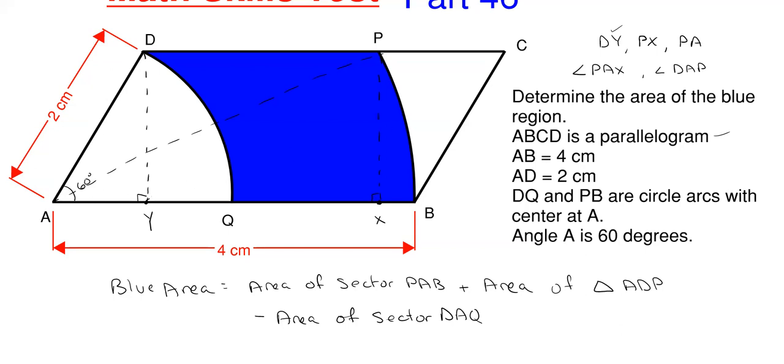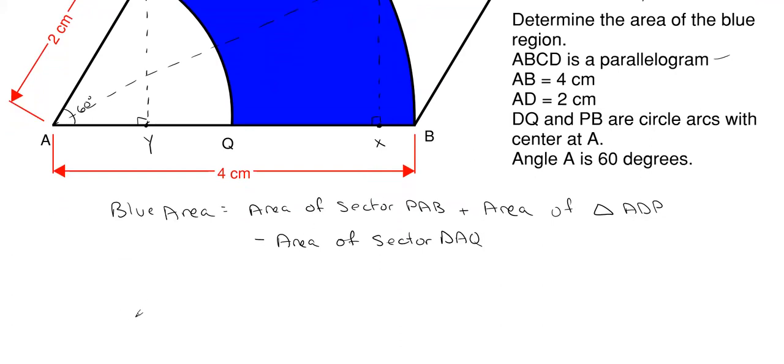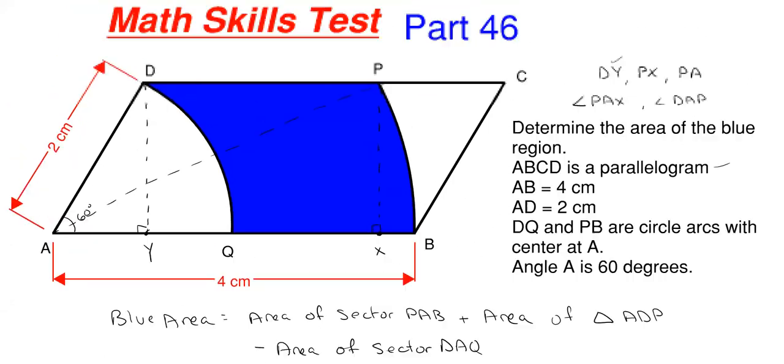So what I can do is use my right triangle with the sine of 60 degrees in order to get that side DY. DY is essentially just 2 centimeters, because that's my hypotenuse, times the sine of 60 degrees, and that would give me this opposite side DY, which pops out to be exactly square root of 3 centimeters. Okay, well, that's DY checked off.